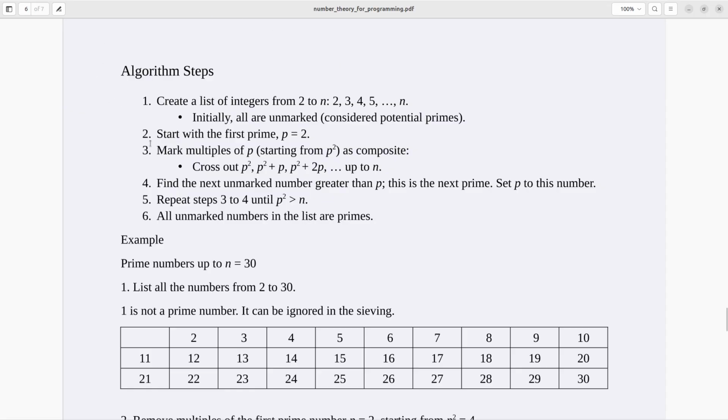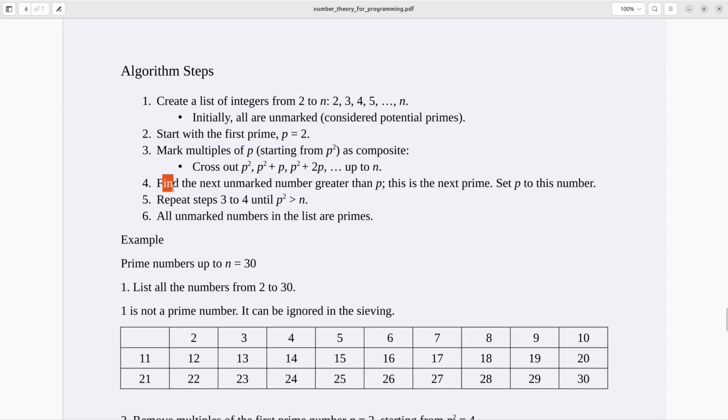Okay, so we start with the first prime number, which is of course 2, and then I would like to mark multiples of p, starting from the number p squared, and all these marked numbers are actually the composites of p. Okay, so in this way I would cross out p squared and then p squared plus p and then p squared plus 2p up to n. Okay, so I'm able to remove the multiples of p starting from p squared in this way.